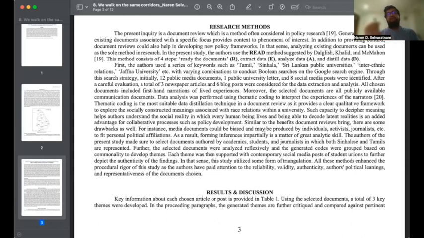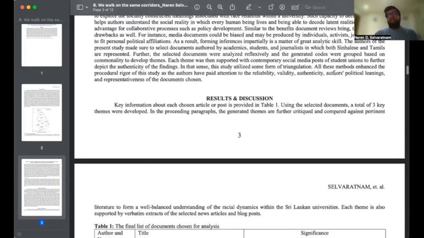I analyzed publicly available documents, media documents like newspapers, and then blog posts and things like that, social media. So based on that, I wrote another paper. Here the methodology is very simple, not very rigorous. We use a method of reading the documents, extracting data, analyzing data, and distilling data. But qualitatively, we analyzed the data we collected.